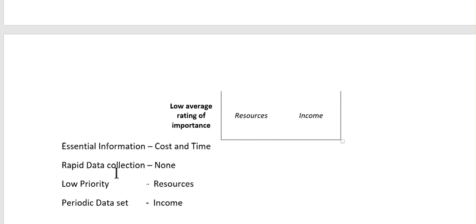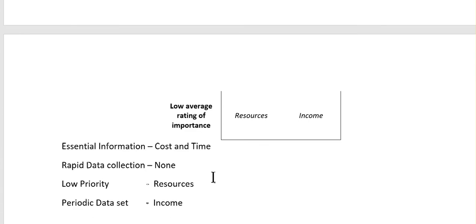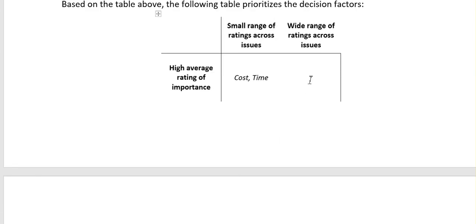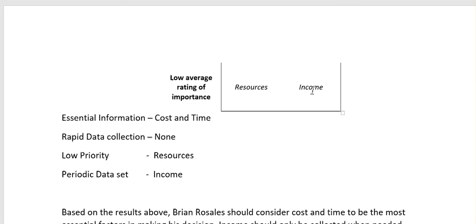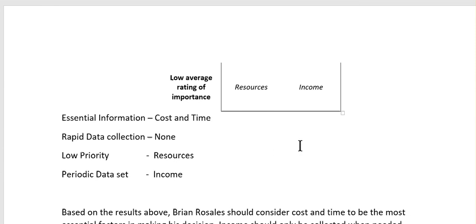So the essential information are the cost and time factors. So we're looking at, like, you need that information all the time when you're making these decisions. Rapid data collection, which is none, is the upper right of the grid. Low priority, resources. According to this, resources is the least prioritized factor in gathering information about these decisions. And periodic data sets, income: you only need information on income if needed.